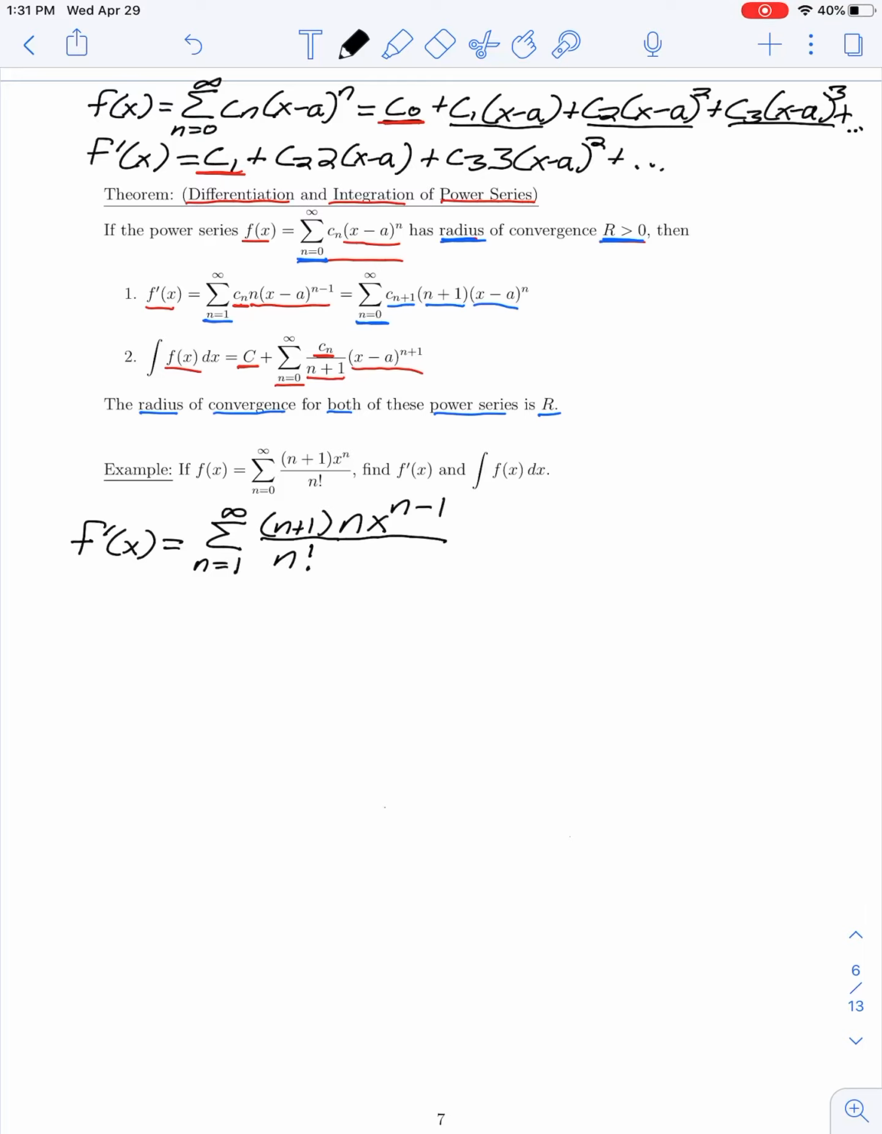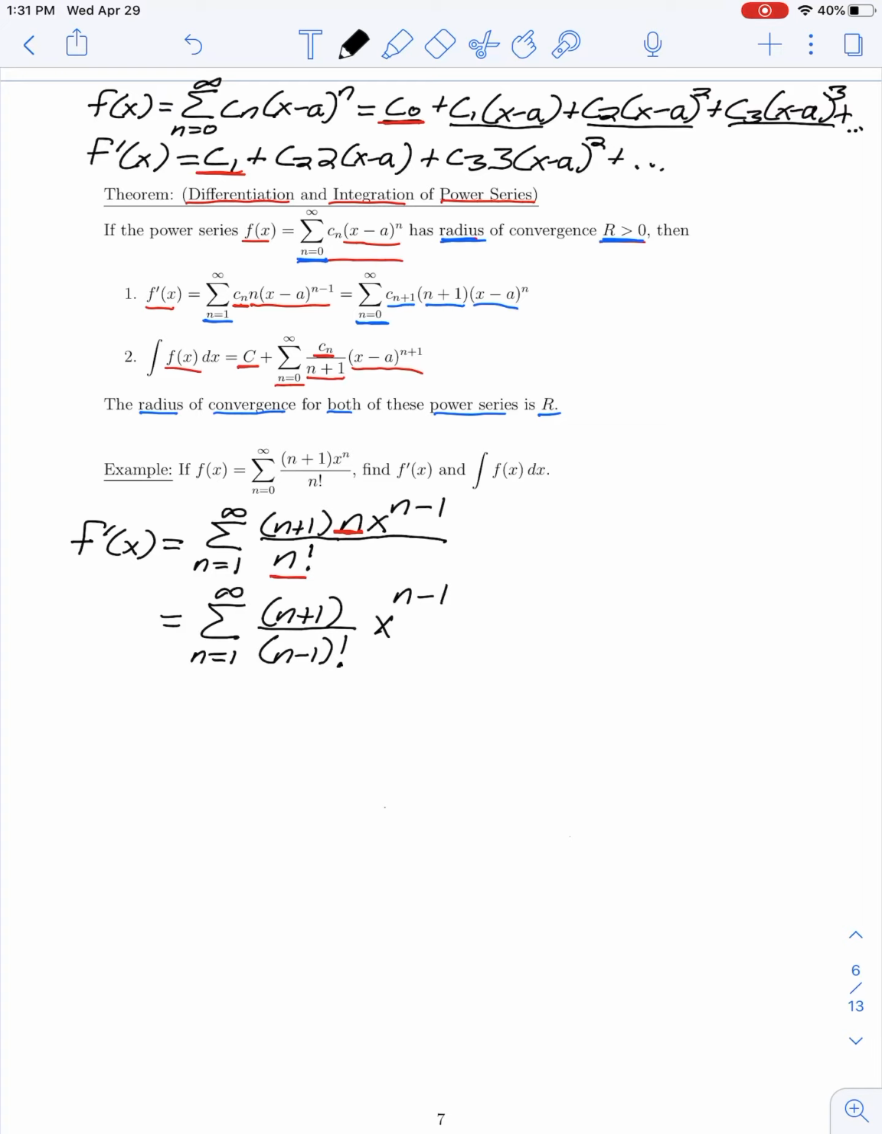So we have the following, and we can simplify this a little bit. If we reduce the quotient n divided by n factorial, let's see what we have. So here we would have the sum from 1 to infinity of n plus 1, and then n divided by n factorial leaves us with (n minus 1) factorial for our denominator. And then we still have this x to the n minus 1 power on the end.